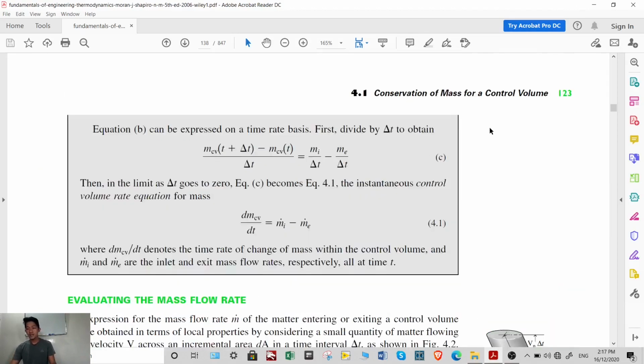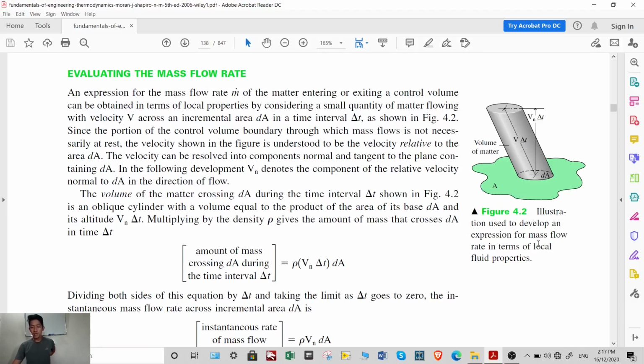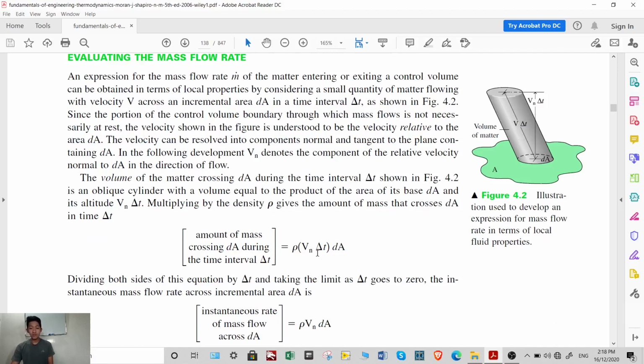Now, evaluating the mass flow rate, m dot. What is its value, what is its expression? You can derive it using the illustration in figure 4.2. Mass is just density times volume. Since this is mass flow rate, mass flow rate is just density times the volume flow rate. Now, you can express the volume flow rate in terms of the area times the velocity. Area times the velocity. That is the equation.